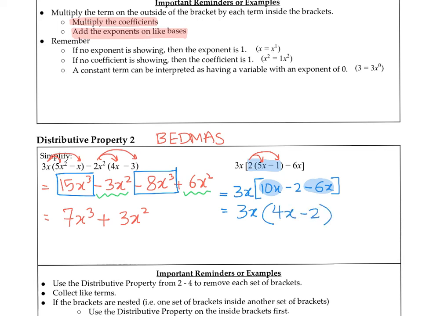Now we're going to continue distributing it. So we multiply everything inside the brackets. So 3 times 4 is 12x squared, minus 3 times 2 is 6x. And that's it. We can't go any further because these are unlike terms.